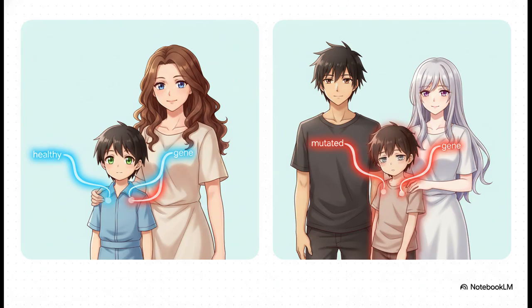So how does it get passed down? Well, it's all about genetics. If you get that mutated gene from just one of your parents, you end up with what's called the sickle cell trait. It means you're a carrier. But if you inherit that gene from both parents, that's when you have a very high probability of having sickle cell disease itself. This distinction is absolutely critical.